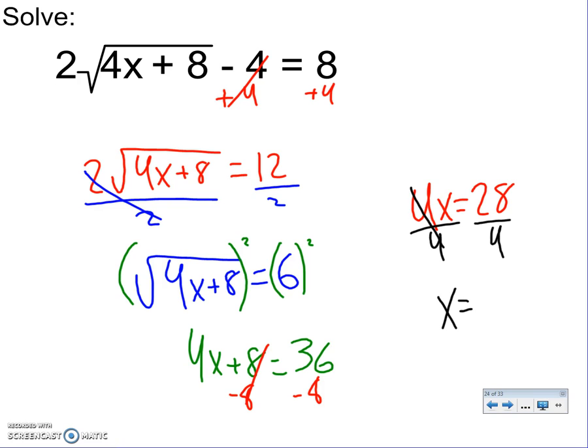X equals 7. So again, plug into the main problem, use a calculator if you want. And the left side will equal 8, the right side equals 8, we're good.